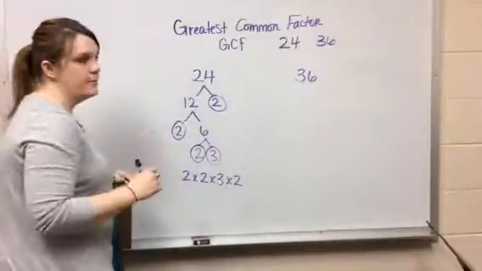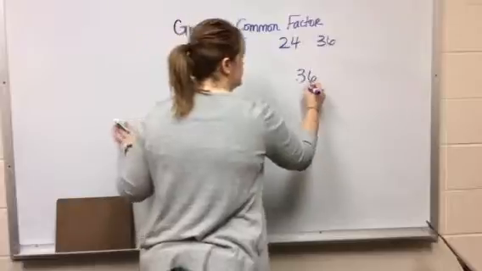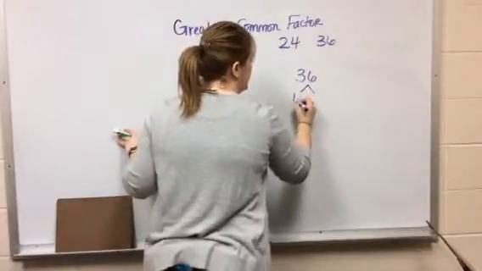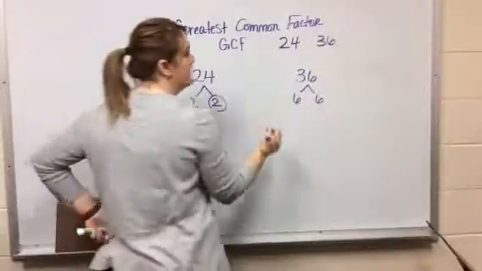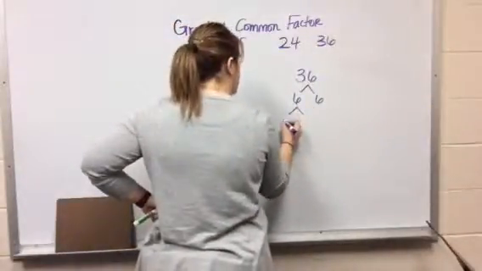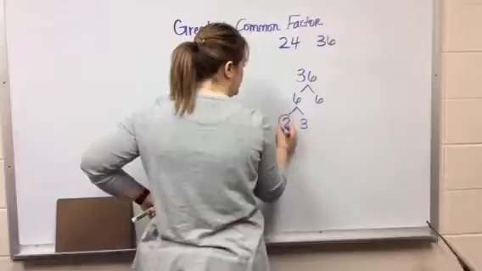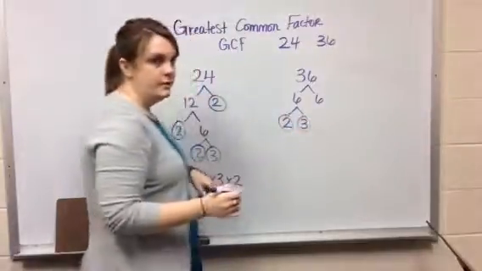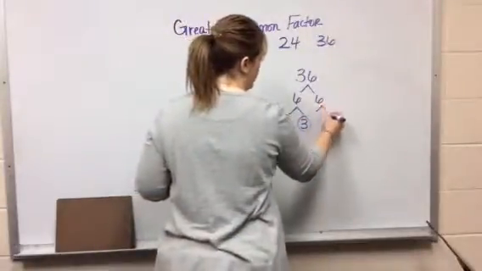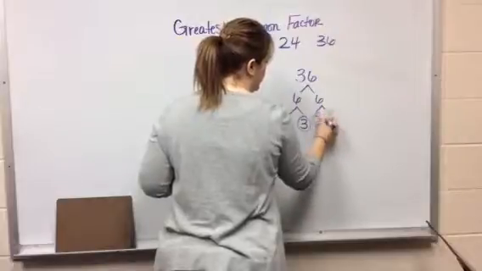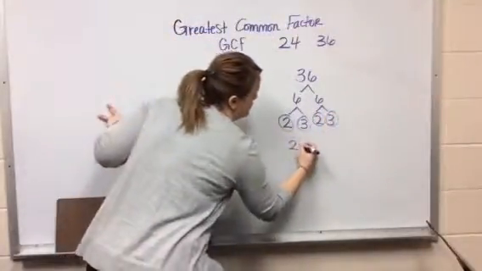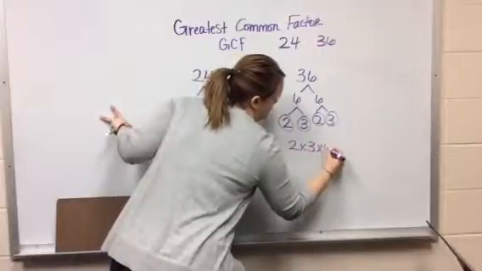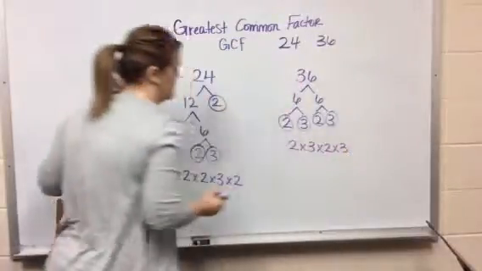Let's do my prime factorization for 36. On this one, I'm going to do 6 and 6. Neither of those are prime numbers, so I need to break them apart. This can be broken apart into 2 and 3, which are both prime numbers. And then this I'm going to break apart also into 2 and 3, which are both prime numbers. So over here I have 2 times 3 times 2 times 3.